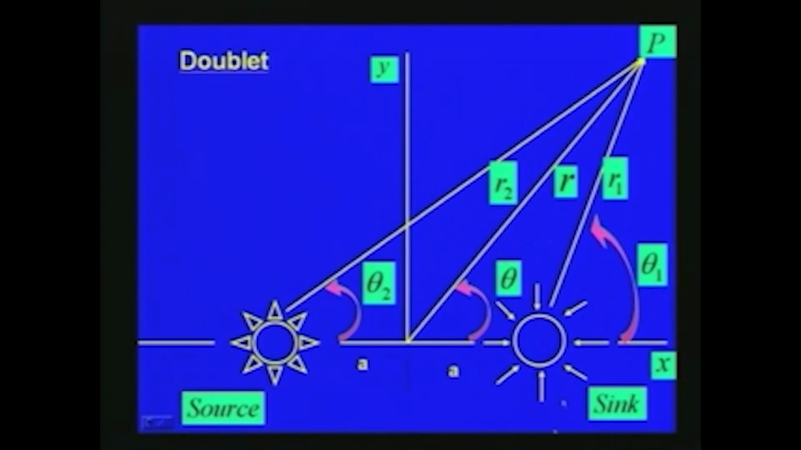Here r is defined with respect to point p: r2 and r1 with respect to the source and sink, and the angles theta 1, theta 2 and theta are also defined here. The x axis is in this direction, the y axis in this direction.